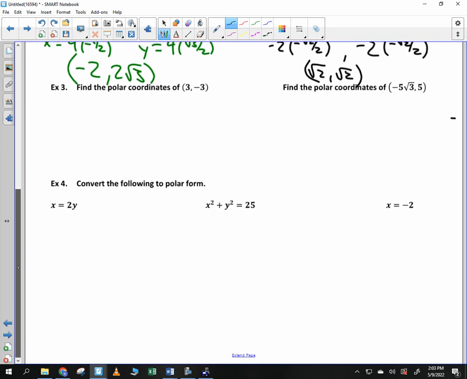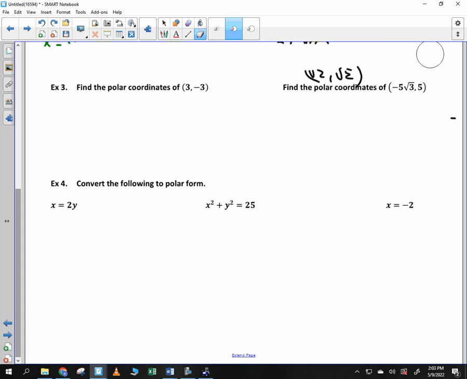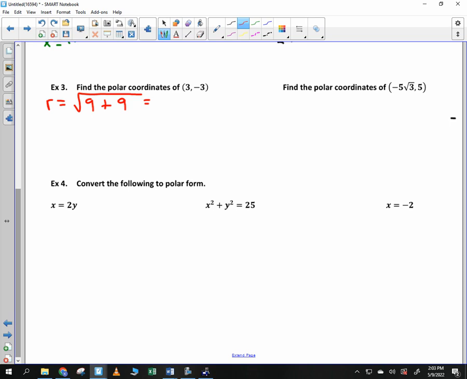Let's do our last example for the day, which is example 3. And now it says find the polar coordinates. So I'm currently given x, y, and I want r, theta. Well, fortunately, I know that r is equal to the square root of what? Very good. 3 squared is 9, and negative 3 squared is also 9. And so I get square root of 18. Can somebody simplify the square root of 18 for me? 3 roots of 2.